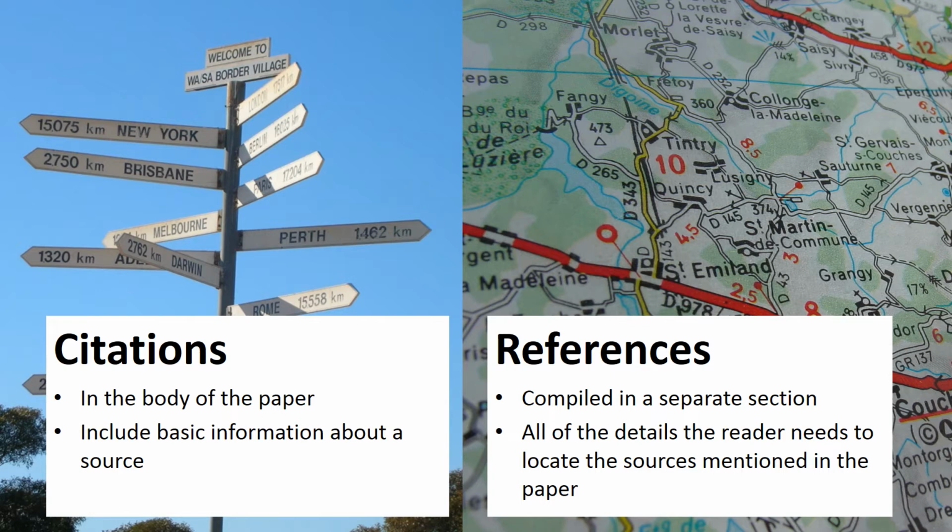Citations are like shorthand we need to locate the more detailed information in the corresponding entry in the references section. The references entry includes all of the details we need to find a source. Another way to think about it is that the citations are like a sign pointing us in the right direction, and the references are like a map telling us exactly how to get there.